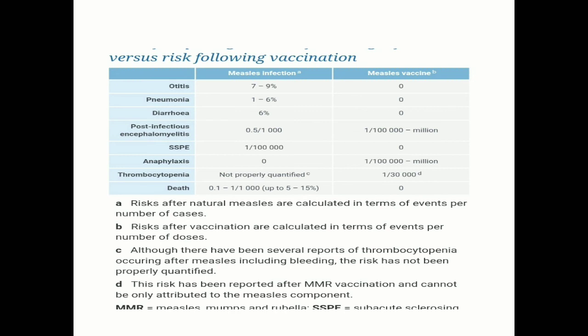And this is a slide. For example, in measles, if the child is going to get the measles infection, the complications they are going to get are otitis media 9%, pneumonia 6%, diarrhea 6%, post infectious encephalitis 0.5, SSPE 1 in 1 lakh, a dreadful and fatal complication, but none with the measles vaccine. So the vaccination importance should be explained to the parents who are coming for vaccines.